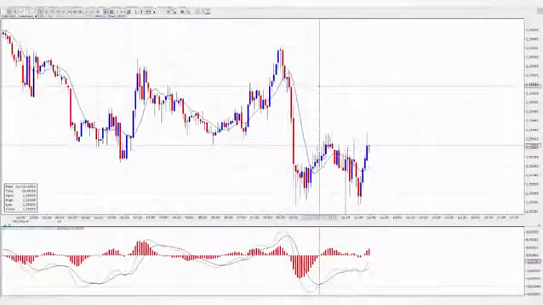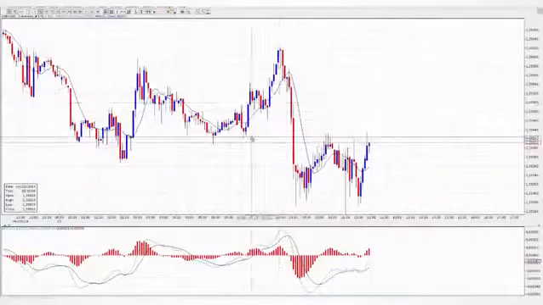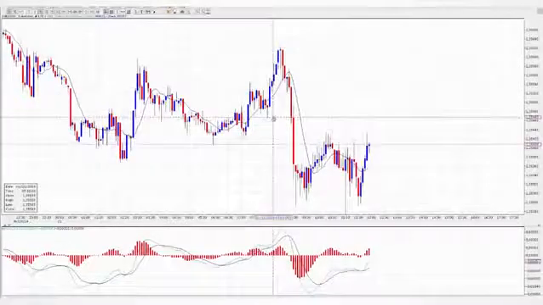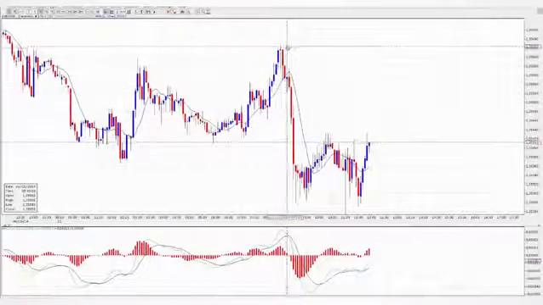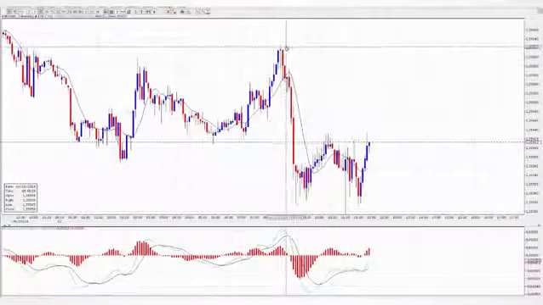Now, the second condition is Parabolic SAR, and you can see these dots. They go below when price is going up. They go below, but then when the trend changes, they go up, right? They go to the other side of the price candles.